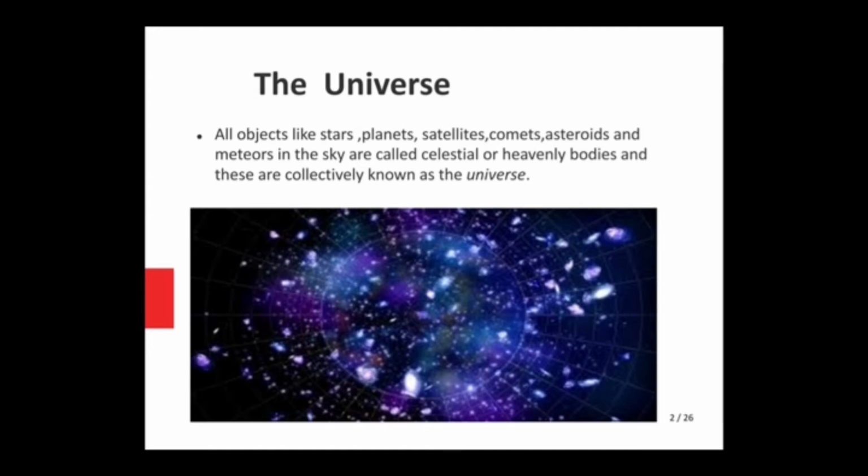All objects like stars, planets, satellites, comets, asteroids and meteors in the sky are called celestial or heavenly bodies, and these are collectively known as the universe. According to the astronomers, the universe started with a very big explosion called the Big Bang about 13.7 billion years ago. Our universe has a large number of galaxies.